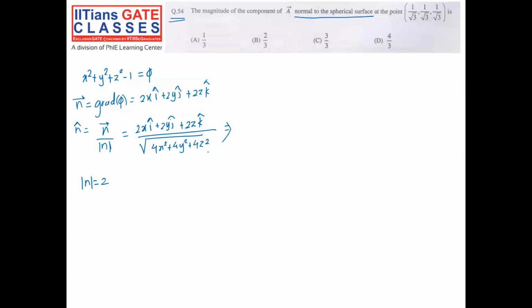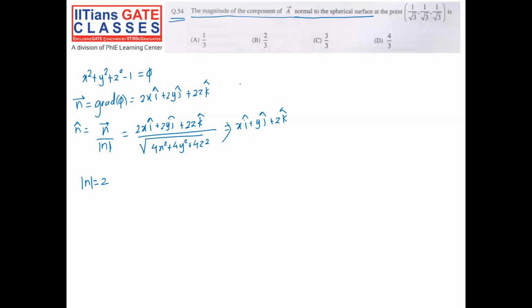And the unit vector would be xi plus yj plus zk. Unit vector means with a magnitude of 1. So this is the first part. Coming towards the question, the magnitude of the component of a bar normal to the spherical surface. So this is the direction of the normal, the normal to the spherical surface.